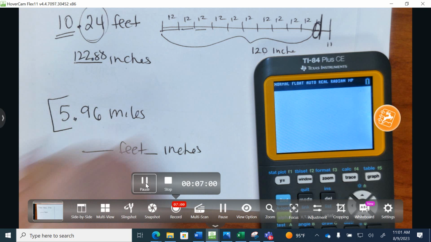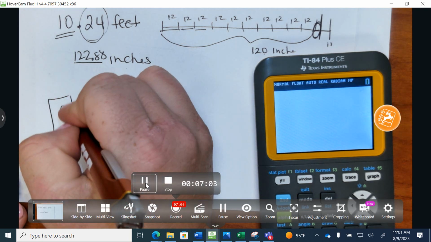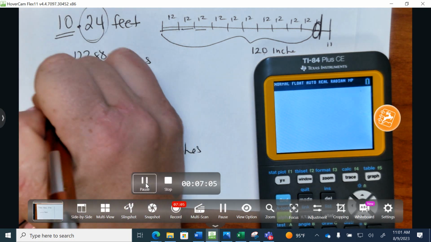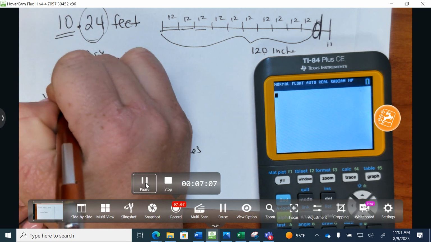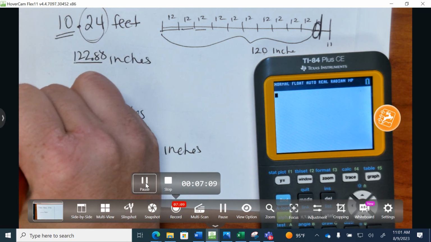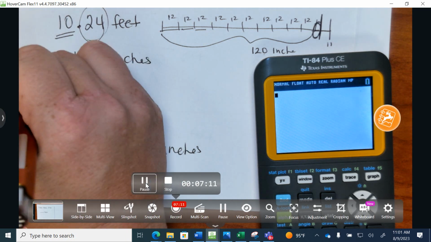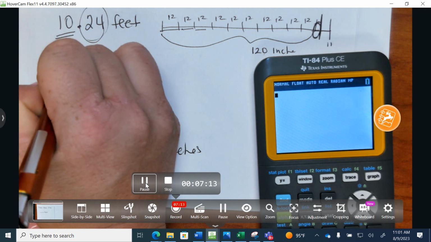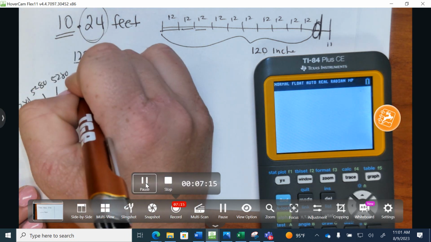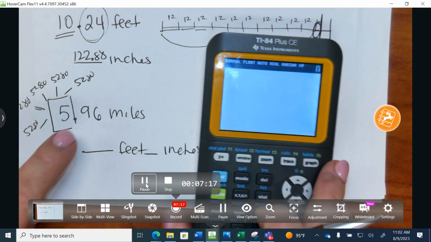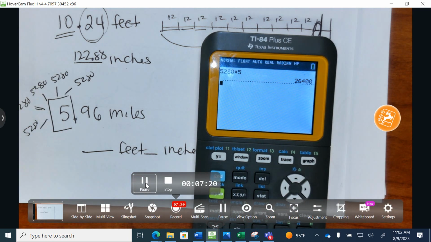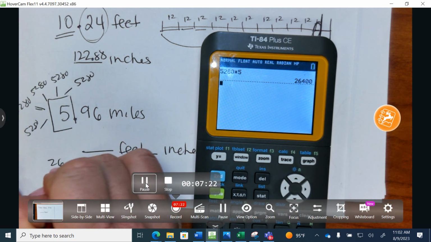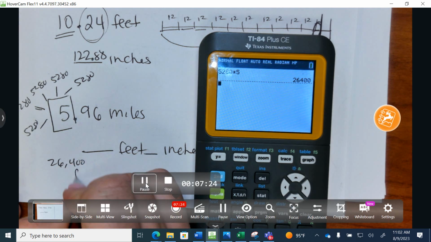5 full miles, 5.96 miles. Each one of these miles is how many feet? So this is my visual. Again, you don't have to do this, but if you're struggling, this is what I'm representing. On a calculator, I quickly would take 5 times 5,280. That represents this whole portion. Okay, so I'm up to 26,400 feet right now.